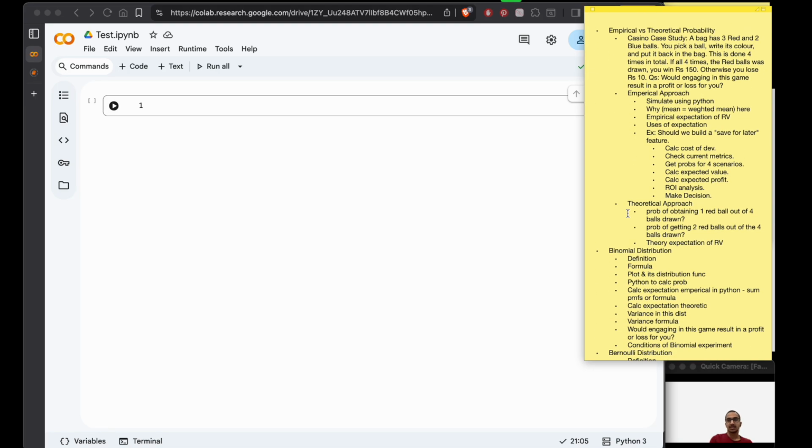Now, in this class, we'll be looking at empirical versus theoretical probability with a case study. So this is the case study. Let's begin with this one. Just to give you an overview, we'll see the practicals, which is the empirical approach. We'll see practically how we'll simulate the real world experience using Python, and then we'll look at the theoretical approach as well.